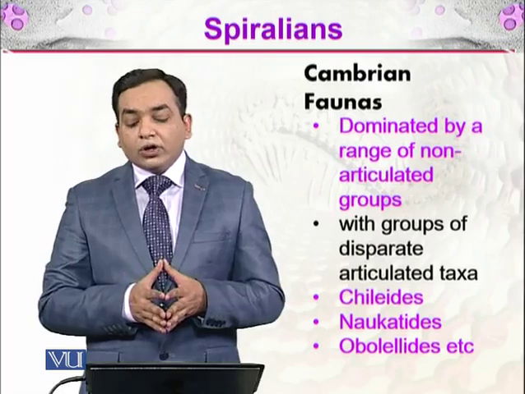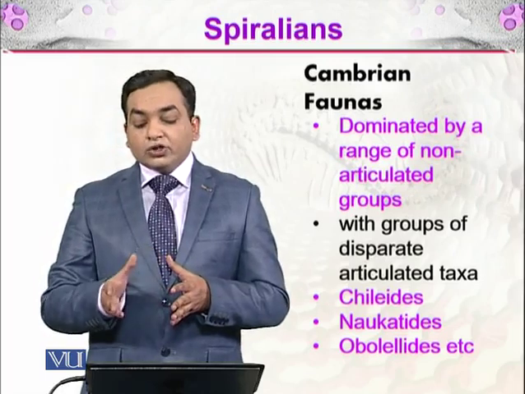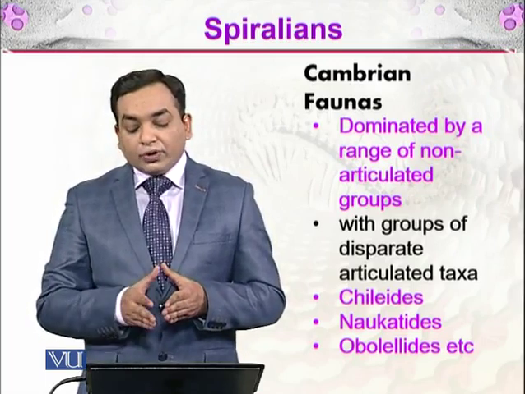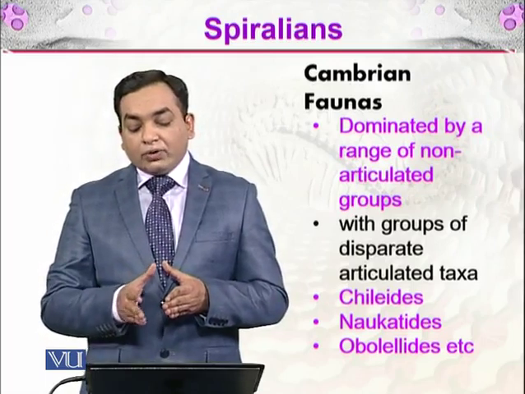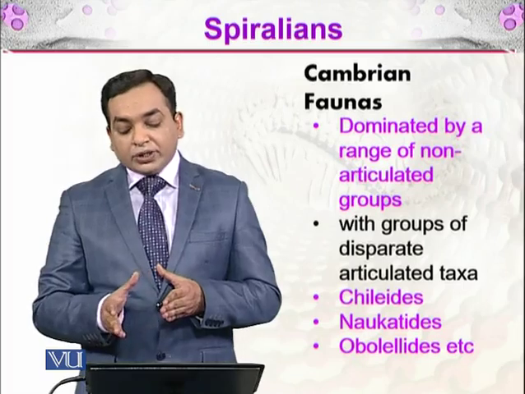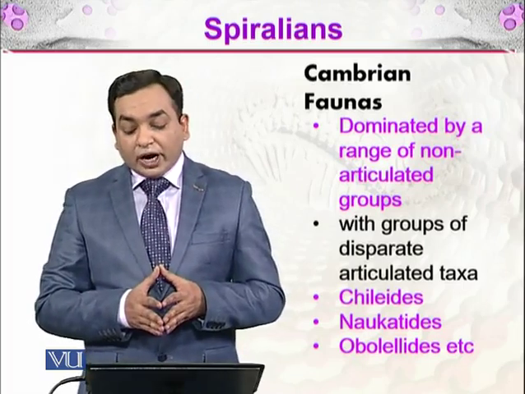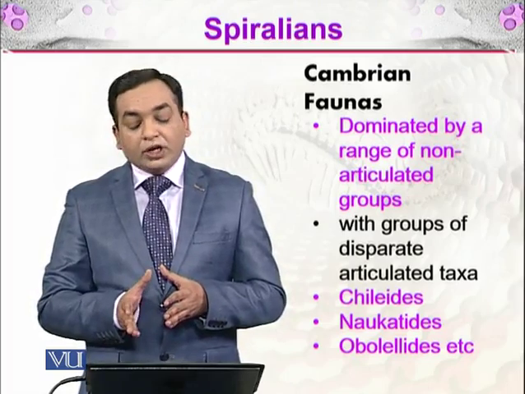So the Cambrian faunas were dominated by a range of non-articulated groups, and a group of disparate articulated taxa, and these were the ciliids, noctuids, and obolellids.